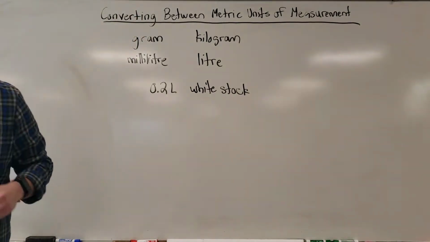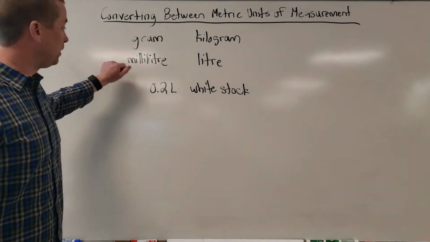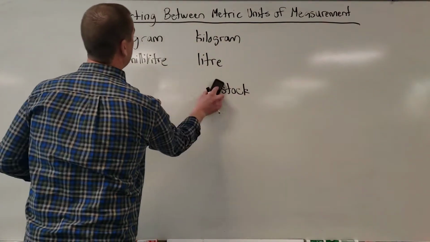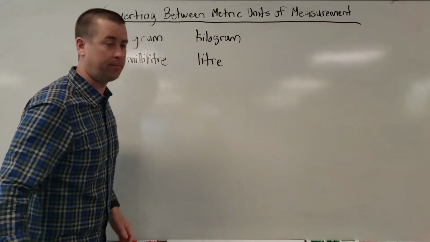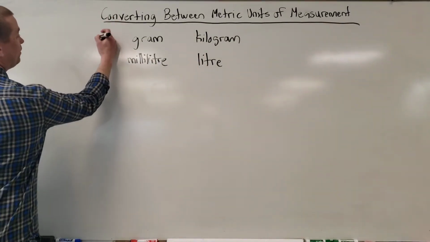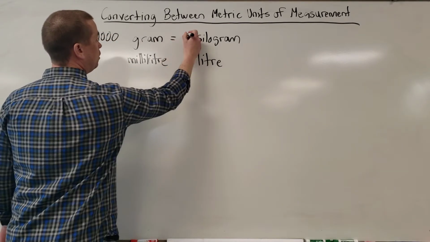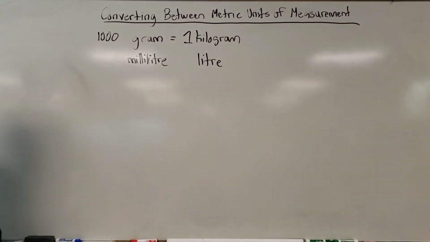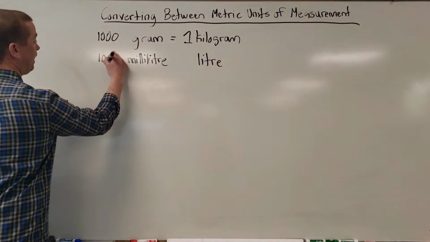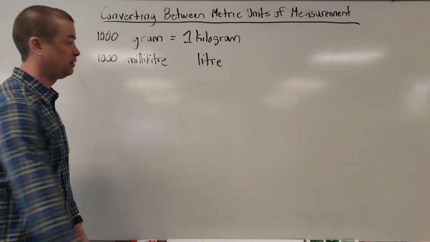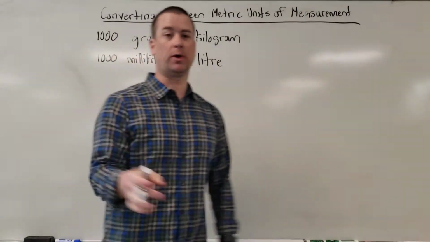So, first off, let's look at the relationship between grams and kilograms, milliliters and liters. So, how many grams makes up a kilogram? We need 1,000 grams to equal 1 kilogram. Same thing goes for milliliters and liters. We need 1,000 milliliters to equal 1 liter. So that relationship is what we're going to have to always remember.